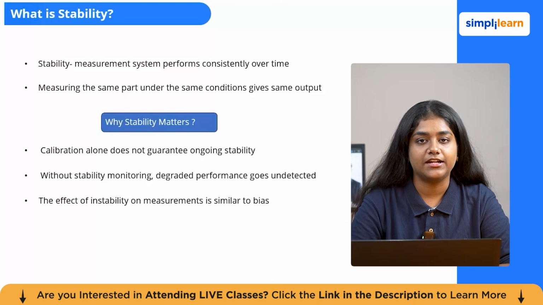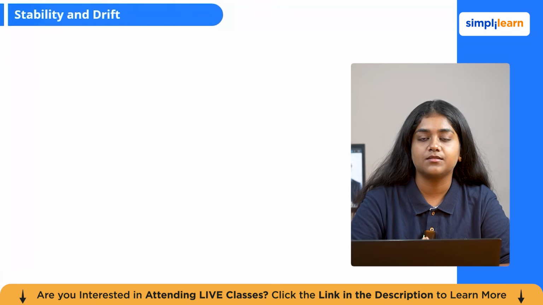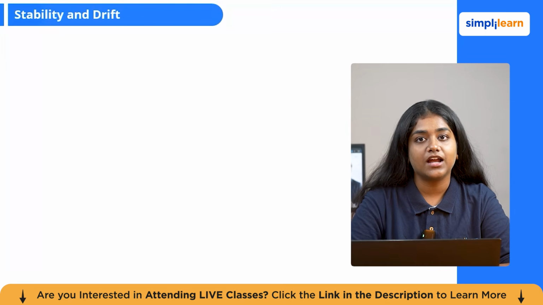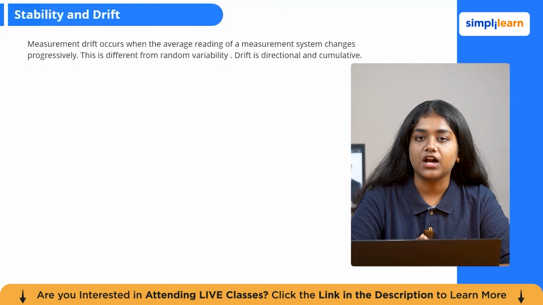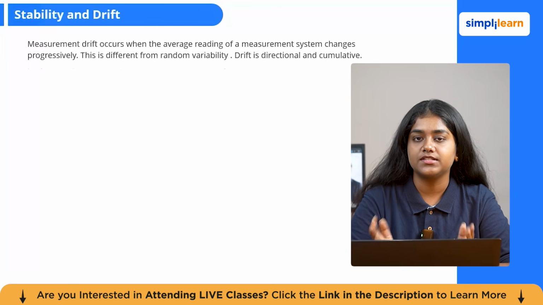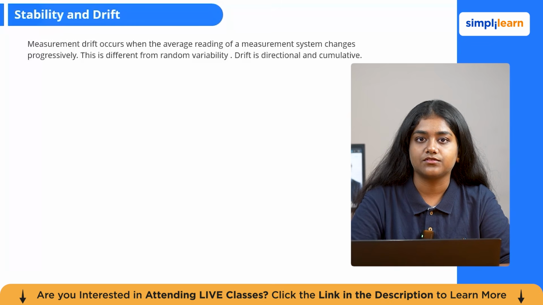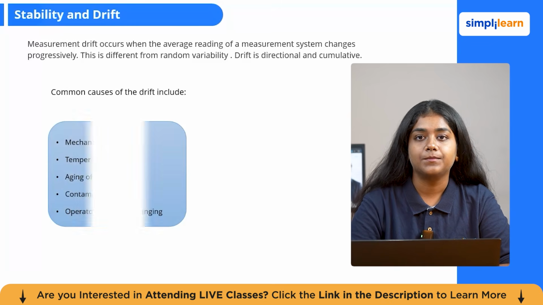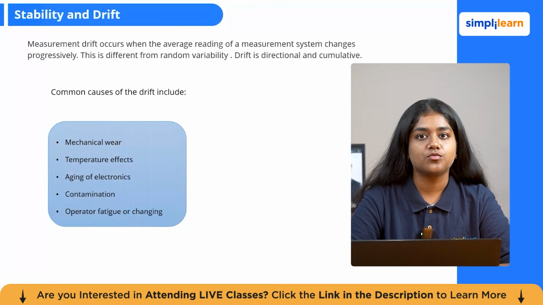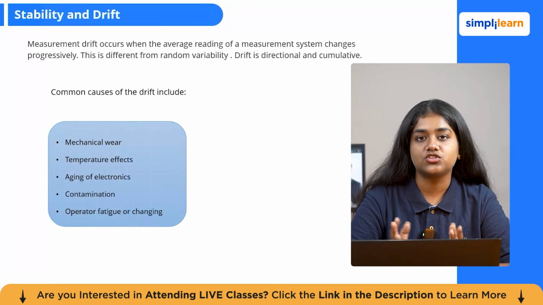So let's look into stability and drift. The primary concern in stability analysis is drift, a gradual systematic change in measurement output over time. Measurement drift occurs when the average reading of a measurement system changes progressively. This is different from random variability. Drift is directional and cumulative. Common causes of drift include mechanical wear. As instrument components wear down, readings change.